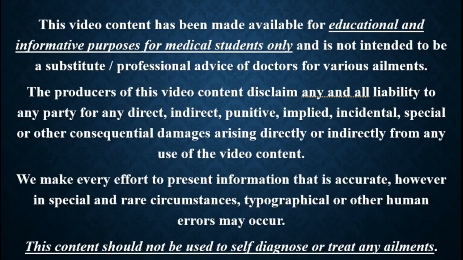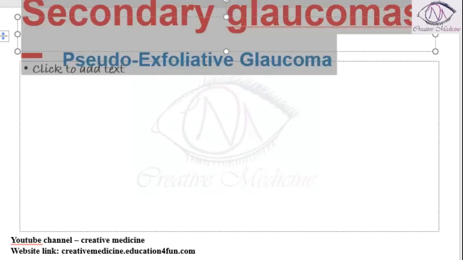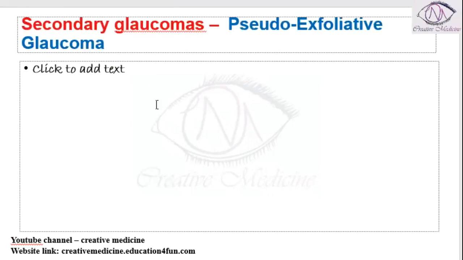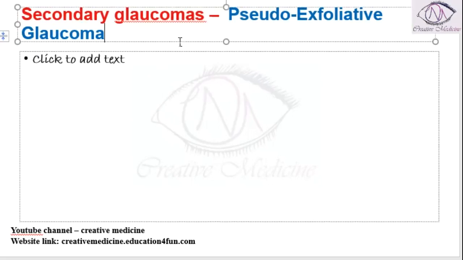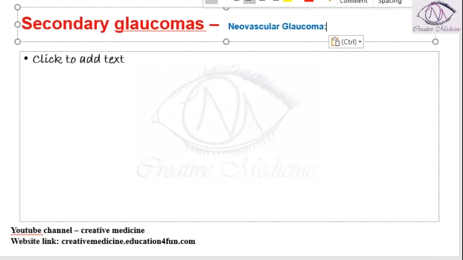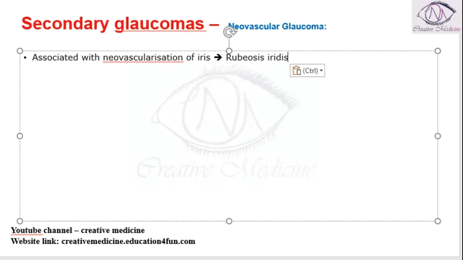In this lecture, we will learn about neovascular glaucoma. The next type is neovascular glaucoma. As the name says, it is associated with neovascularization of the iris. Neovascularization is the formation of new blood vessels in the iris. This neovascularization of the iris is also called rubeosis iridis.